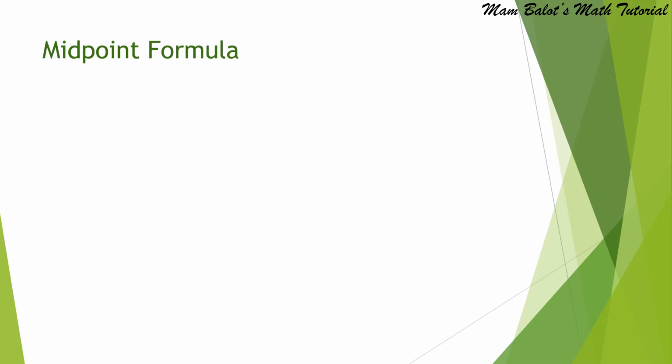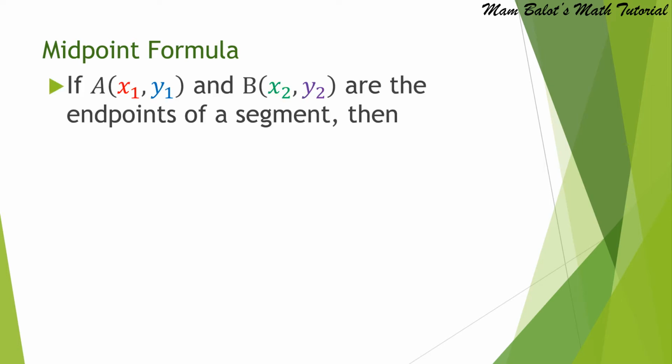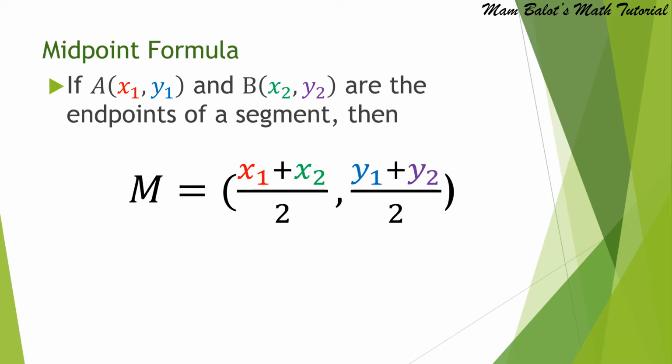What is the midpoint formula? If point A with coordinates x sub 1, y sub 1, and point B with coordinates x sub 2, y sub 2 are the endpoints of a segment, then the midpoint formula is x sub 1 plus x sub 2 over 2, and y sub 1 plus y sub 2 over 2.